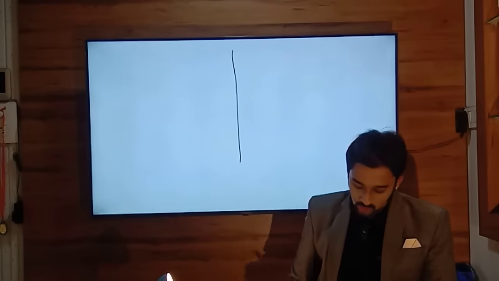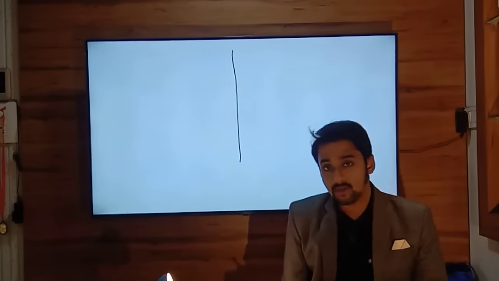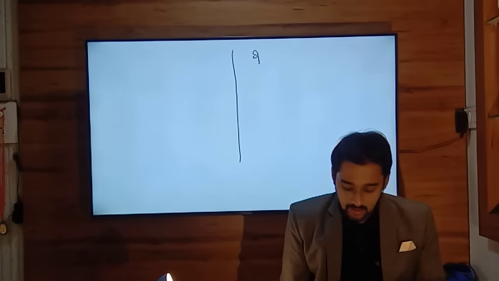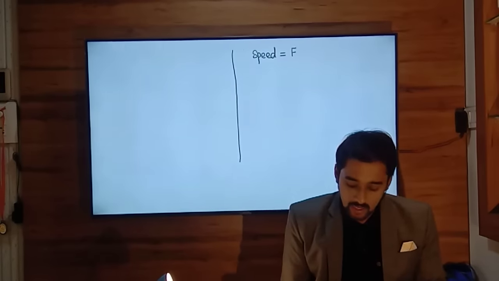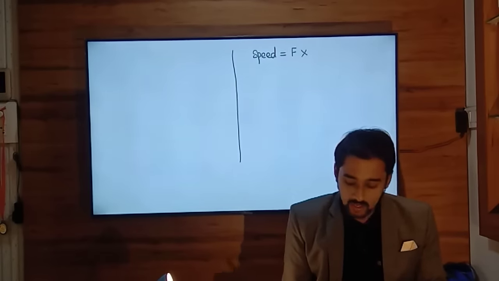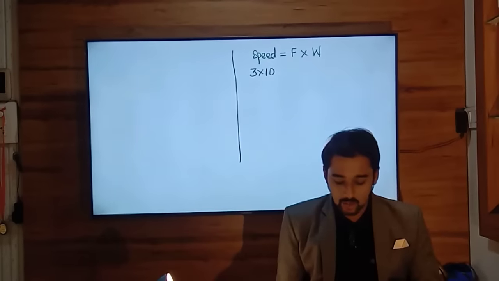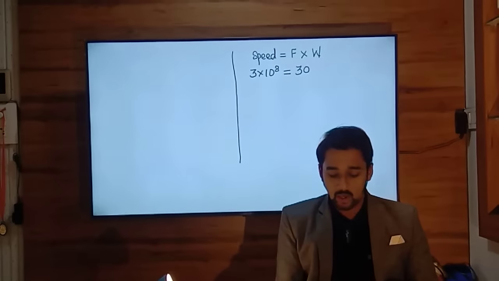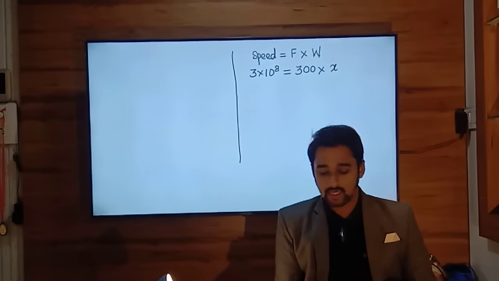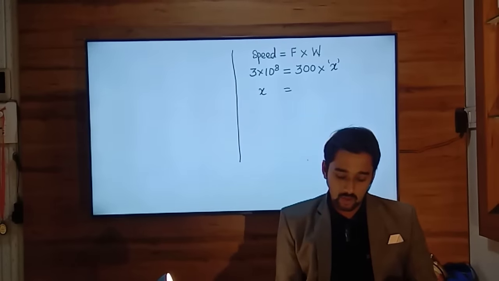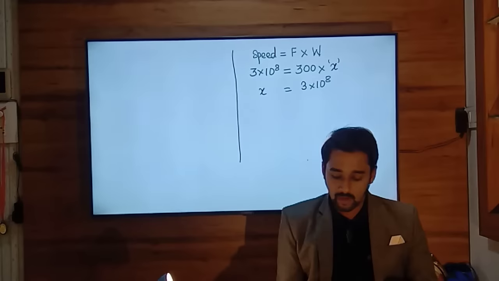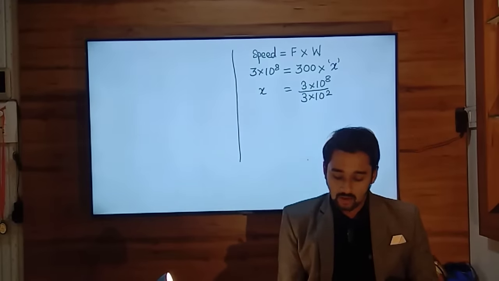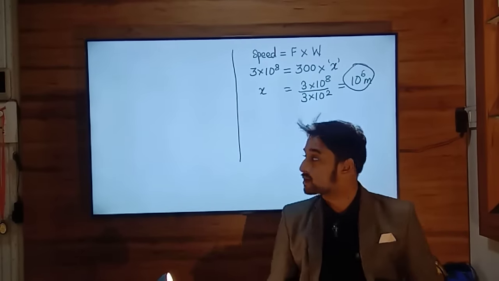So we have to draw two columns over here to solve this sum, a very simple sum. We know that speed equals frequency into wavelength, right? Speed of sound wave is 3 into 10 raised to 8. Frequency given to you is 300 Hertz. You don't know the wavelength, so let's write x in place of it. So x will be equal to 3 into 10 raised to 8 divided by 3 into 10 raised to 2, which is equal to 10 raised to 6. So your wavelength is 10 raised to 6 meters.